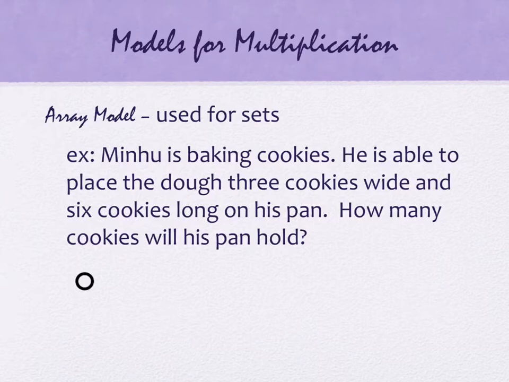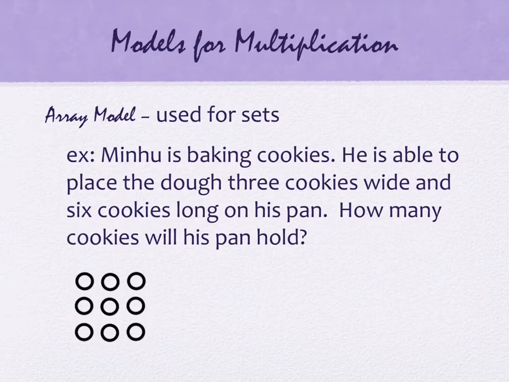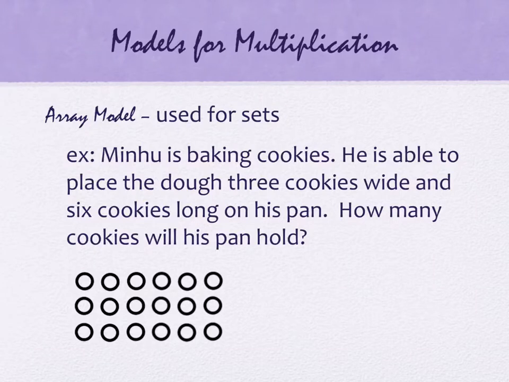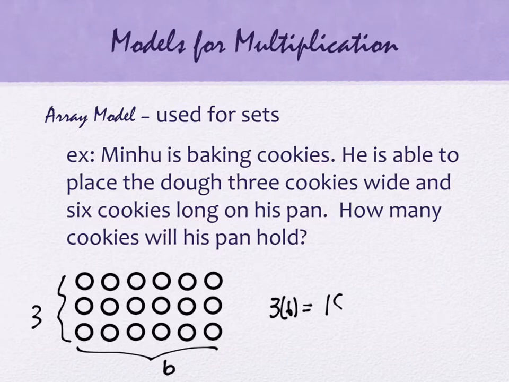So we're going to do 3 wide, just because of my space. There's 3. And then I need to do 6 long. So a picture looks something like that. And we see that we have 3 in one dimension. We have that 6 in the other dimension. And 3 times 6 would be my 18 cookies.